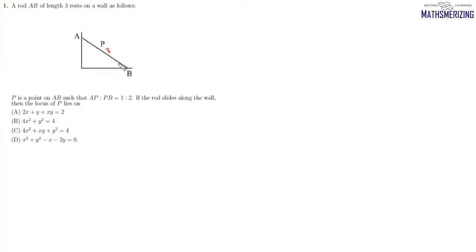Now suppose this angle is theta. Then the coordinate of B will be 3 cos theta comma 0, and the coordinate of A will be 0 comma 3 sin theta. Now P divides it in the ratio 1:2. Now we need to find the locus of P. First step, identify the point. It is this point P. Let it be alpha comma beta. Now we'll use the section formula.